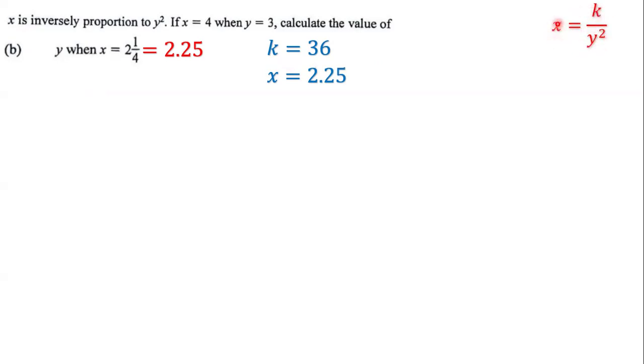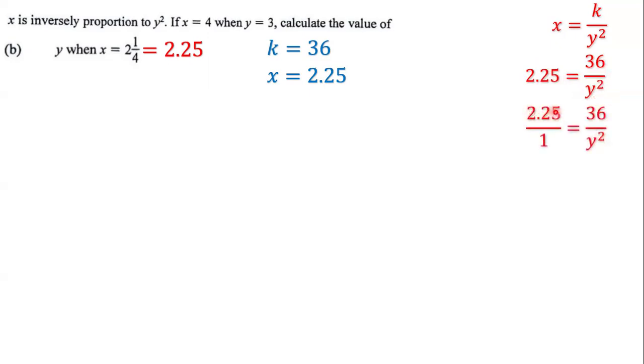Now, how did we get this formula? Well, we know that x is equal to k over y squared because x is inversely proportional to y squared. That's what it means for x to be inversely proportional to y squared. It means that there exists a k such that x is equal to k over y squared. Okay, so what is k in this case? The constant k is 36. What is x? Well, x is 2.25. What is y? We don't know. We have to figure it out. So we have 2.25 is equal to 36 all over y squared.